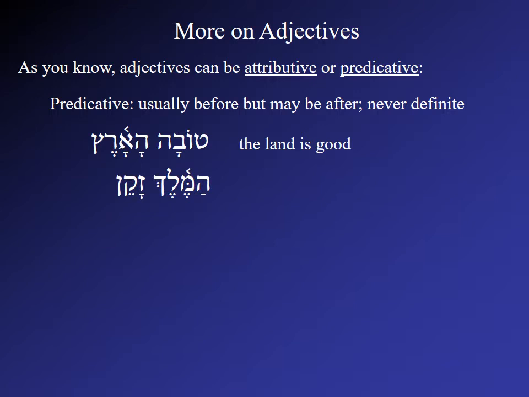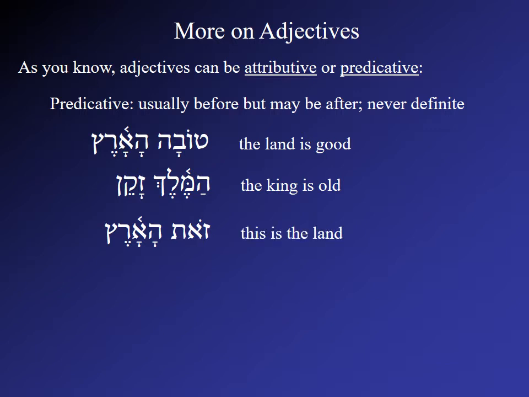Now it is also possible for the adjective to come after the noun. So here you see hamelech zaken. The noun hamelech is definite. The adjective zaken is indefinite. That means, since they disagree in definiteness, this cannot be attributive. Therefore, it must be predicative. So hamelech zaken, the king is old. We can also have this case with a demonstrative, zot haaretz. This is the land.